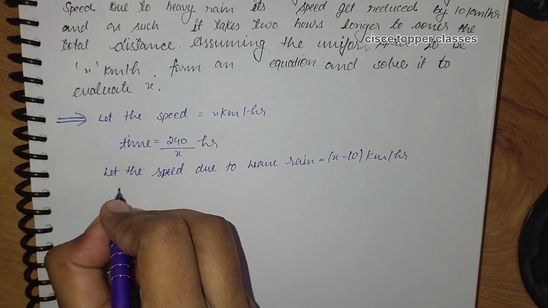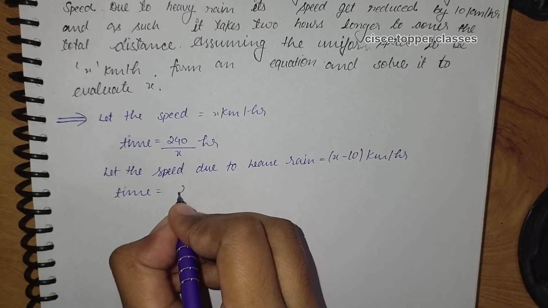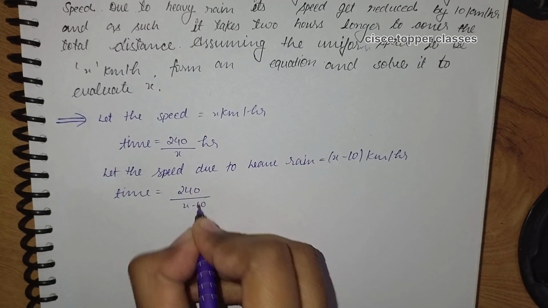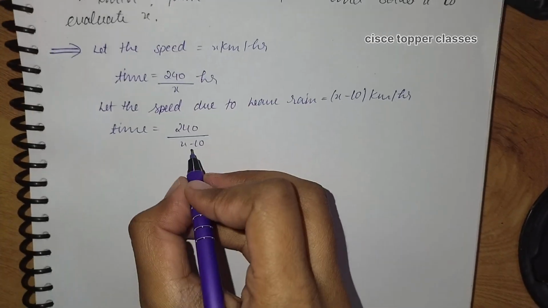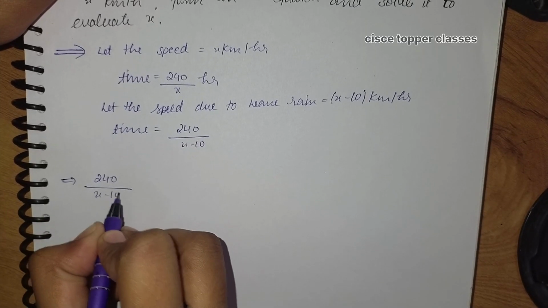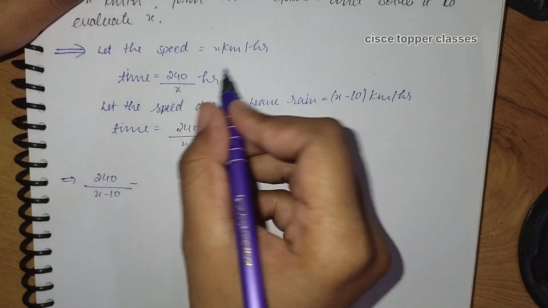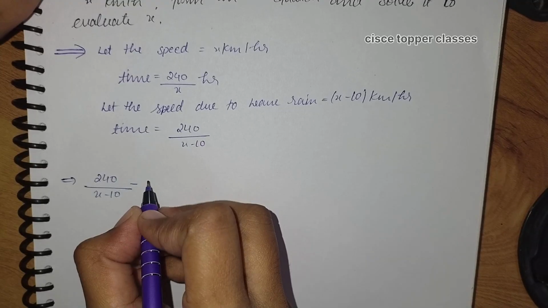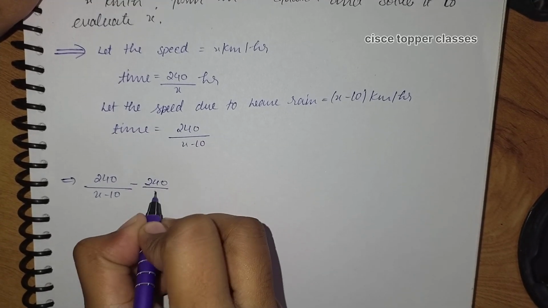So from that again we can write time in seconds as 240 upon x minus 10 kilometer, and as the speed here reduces, the time will increase, so 240 upon x minus 10, and the difference between these two times is 2 hours. So it will be 240 upon x minus 10 minus 240 upon x equal to 2.